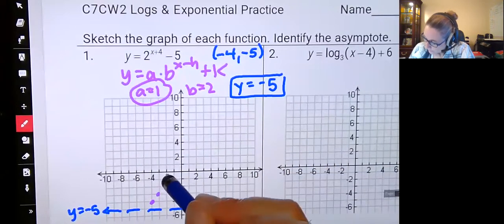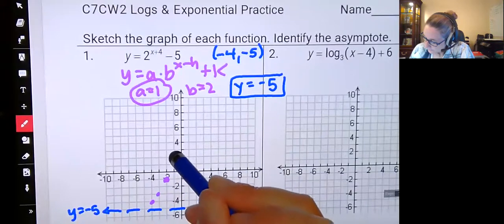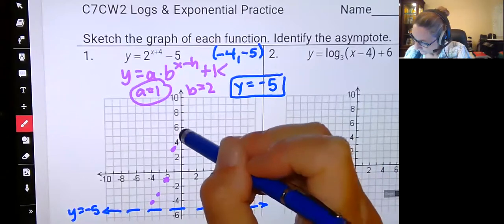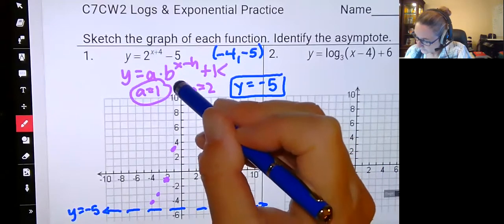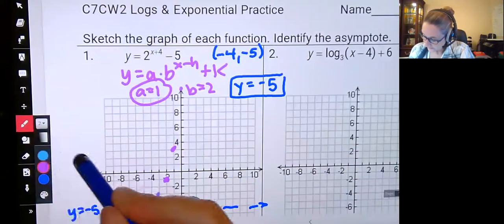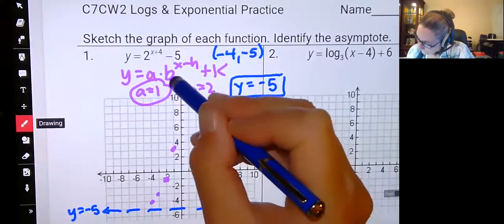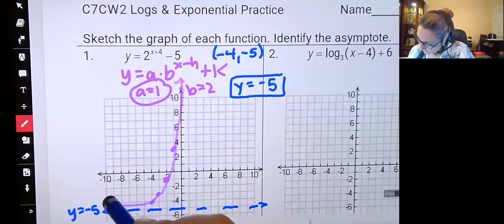As I go over 1 more, double that, 4. Double that, 8. Double 8, 16. So 9, 10, 11, 12, 13, 14, 15, 16. And then I'm going to connect this. And there's my exponential graph.